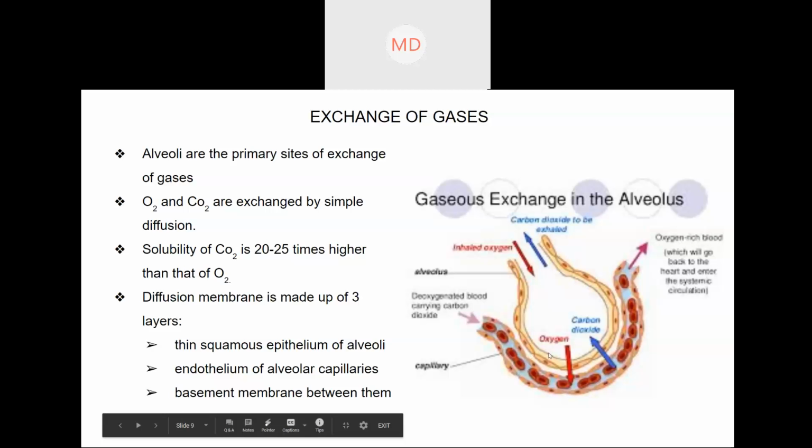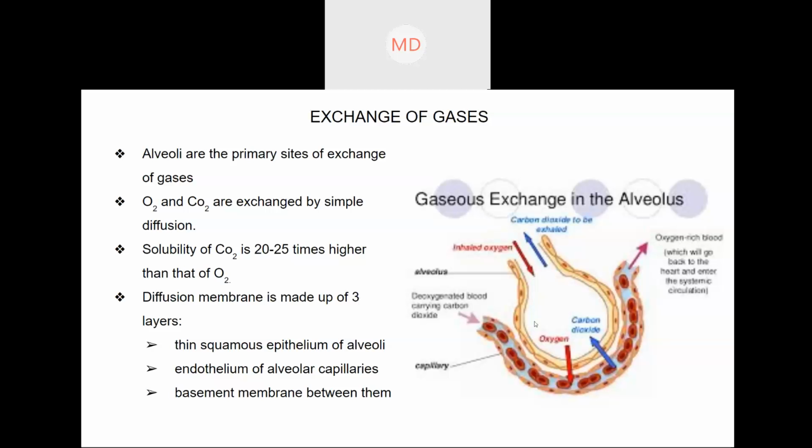Okay, so now let's talk about what actually happens. First, when we inhale, as we discussed yesterday, when we take in oxygen, or when inspiration takes place, the air or the oxygen enters through this side. It enters all the alveoli like this, and we are just looking at one. It will enter the alveolus from this side.